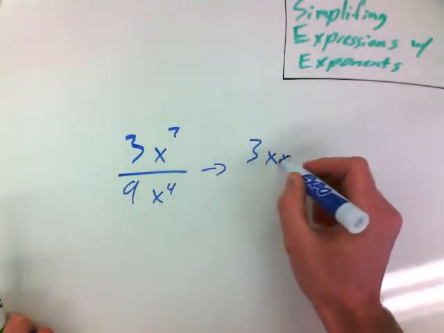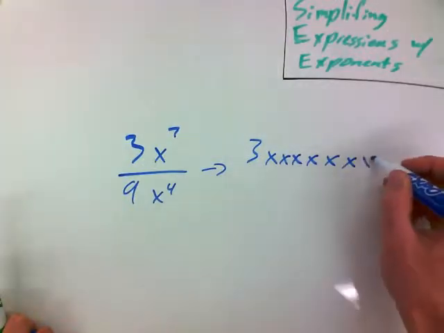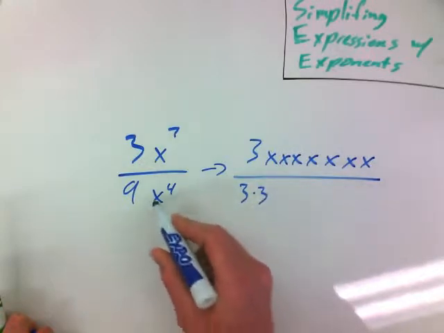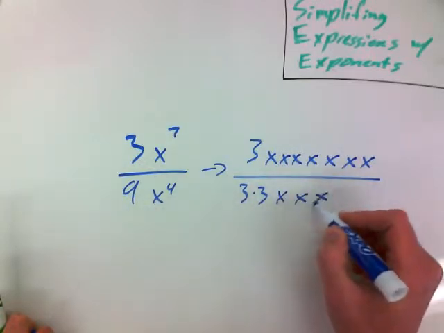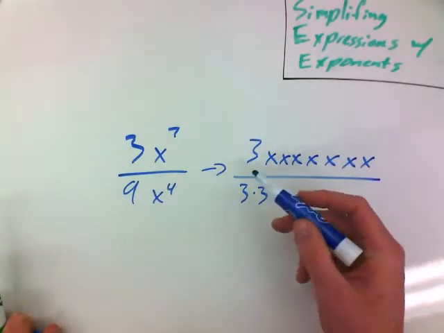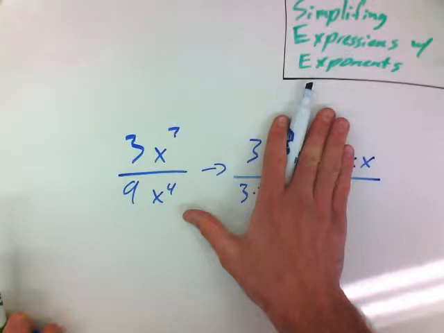So that's 3, and x to the 7th means I have 7 x's, right? So 1, 2, 3, 4, 5, 6, 7. And 9 is really just 3 times 3. X to the 4th is like this. So when we broke up all the pieces, we could look at this as little problems. Well, what's 3 divided by 3? 3 divided by 3 is 1.